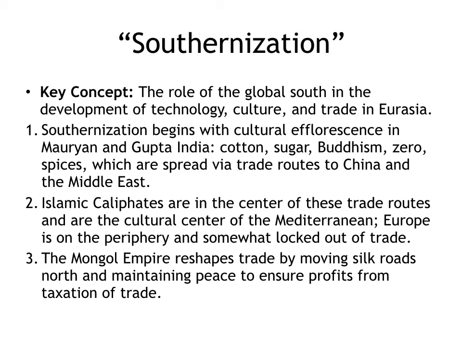Southernization begins by talking about Asia. It talks about this cultural efflorescence, which is just basically another way of saying a golden age that's going on in the Mauryan and Gupta empires in India before and after the birth of Christ. And it talks about how the crystallization of sugar is really crucial. There's incredible production of cotton and cotton textiles in India at this time.